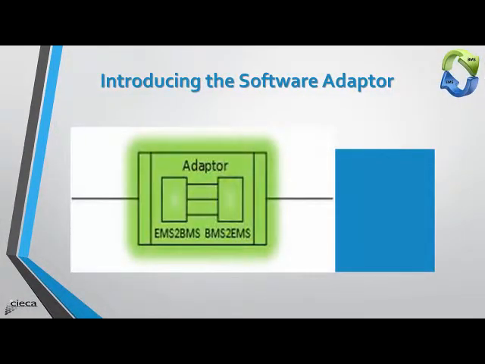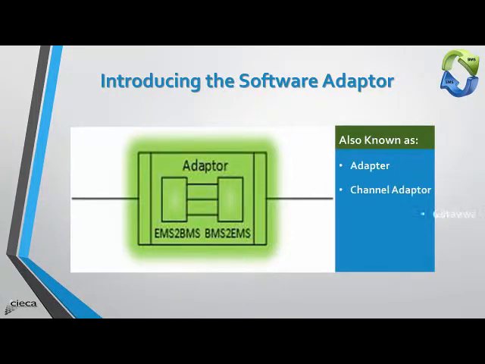CIECA is proposing a software adapter, similar to the phone charger adapter, that will convert EMS to BMS and BMS to EMS. This is a very simple and straightforward piece of software. The technical, software, systems people have several names for this type of software: an adapter with an E, a channel adapter, a gateway, middleware, or a translator.